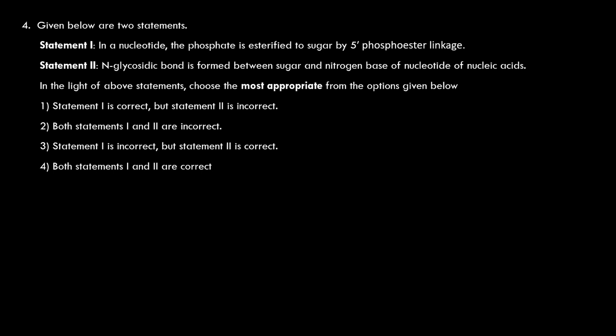The N-glycosidic bond is formed between sugar and nitrogen base in case of both nucleotide as well as nucleoside. Whereas phosphoester bond is present only in nucleotide but not in nucleoside. So statement 1 and statement 2 both are correct. Fourth option must be the correct one. Let us see the answer.